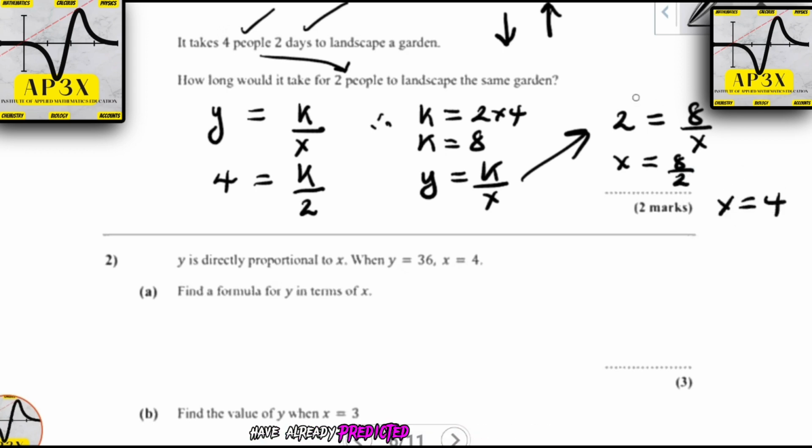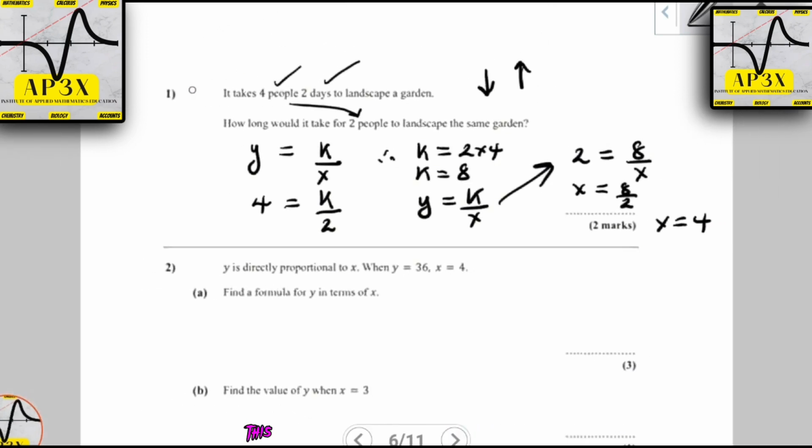So we have already predicted the answer, because like I said, this is very similar to what they had asked us earlier about doubling the time, what would happen to the amount of people, or cutting the amount of people in half, what would happen to the time. So that was kind of an obvious question. Hopefully you guys got a hang of that.